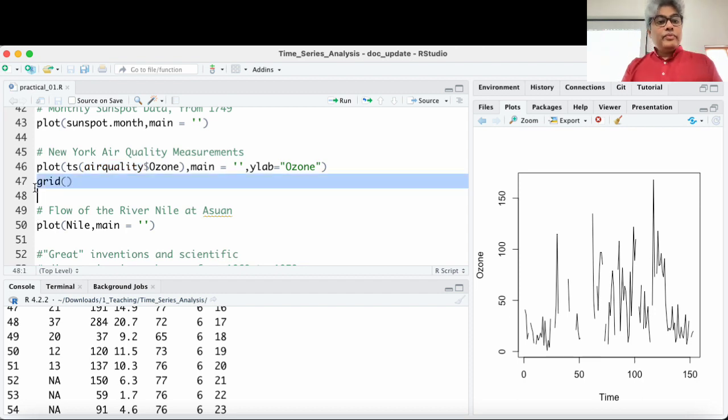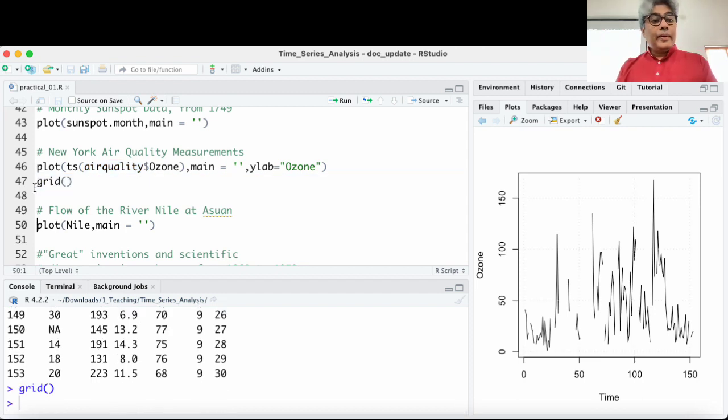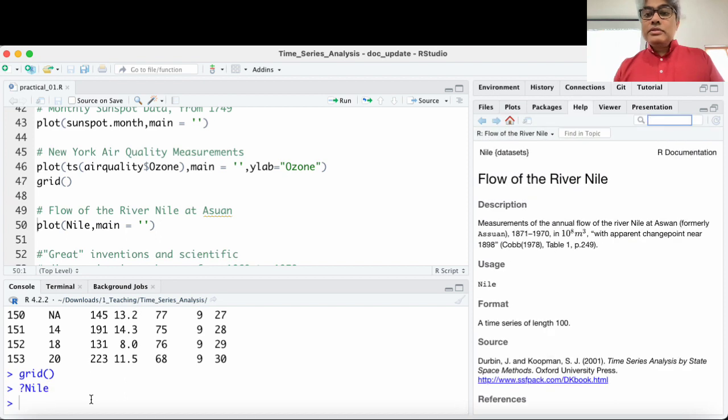Next, so if you plot a grid here, it's 8, okay. Now, next is Nile data. It is also another very old data. So, measurement of annual flow of the river Nile at Aswan, 1871 to 1970. Between 100 years, annual flow is being recorded.